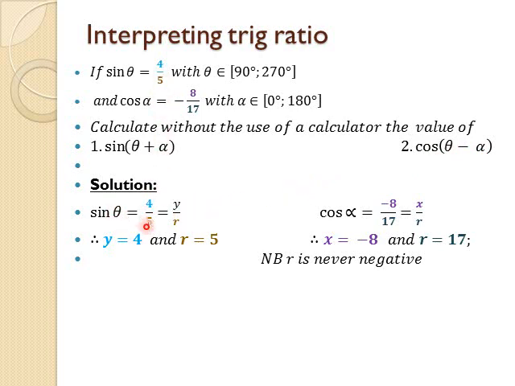Sin theta, they gave us 4 over 5. We need to know that's y over r. So given to us, y equals 4 and r equals 5. With cos alpha, they give me negative 8 over 17. I need to know that's x over r, so my x value is negative 8 and the r value is 17. Take note, r can never be negative. My terminal arm or my hypotenuse is always positive. Right, now we have to draw.